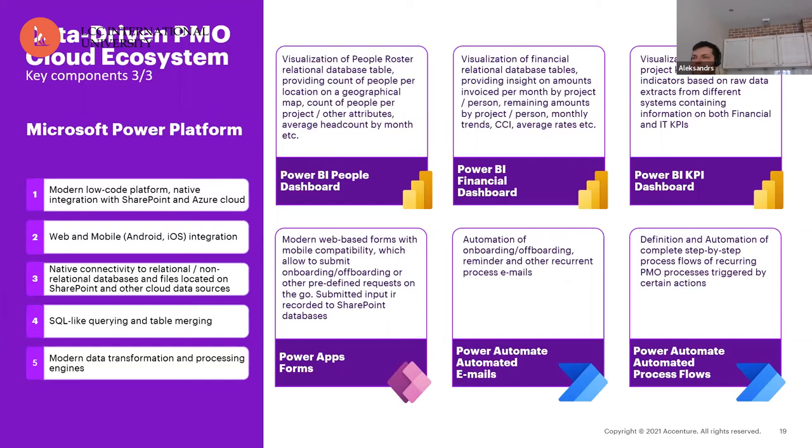It allows you to create dashboards to visualize data. For example, to see an interactive report of how much did you invoice per certain person, or any other key performance indicators that you would like to see from your project. We have Power Apps Forms, which allow you to submit requests on the go, for example. Then we have certain automation processes also run through Power Automate, such as automated emails and automated process flows.